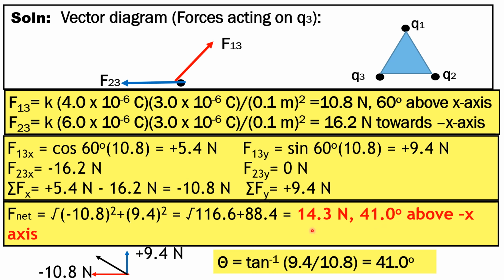Our complete answer therefore is F net is equal to 14.3 newtons directed 41.0 degrees above the negative x-axis. Our drawing, or vector diagram, is shown down here.